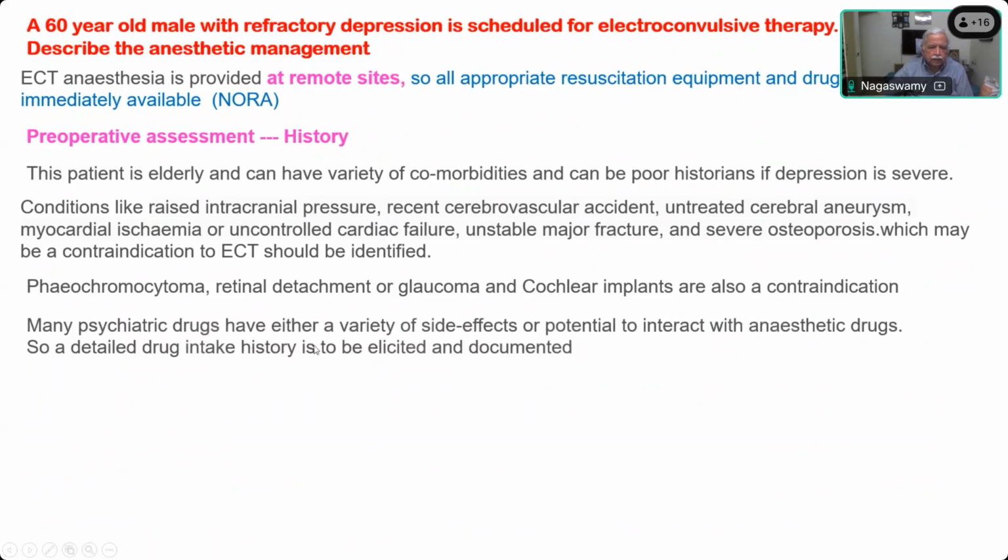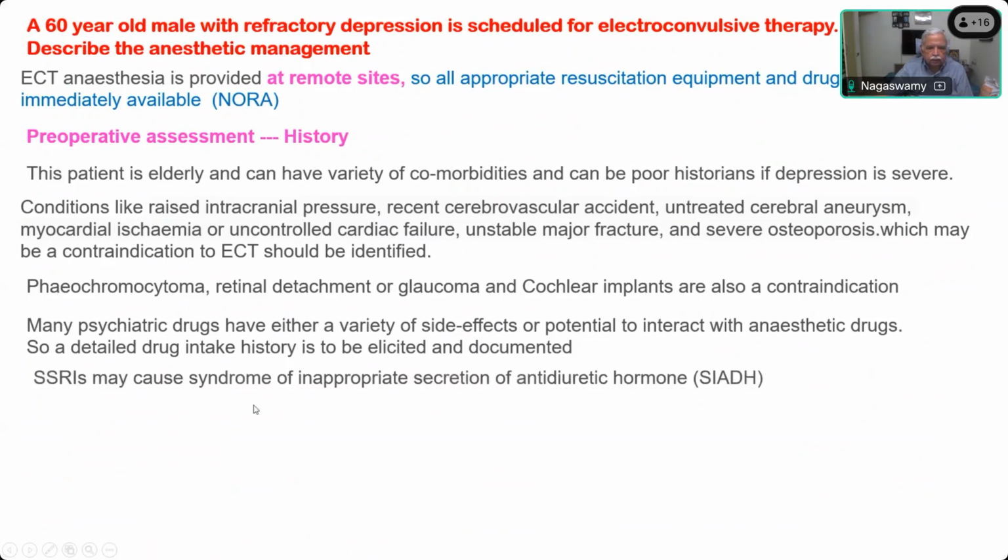And many psychiatric drugs have either a variety of side effects on their own, or they may interact with your anesthetic drug. So you must take a detailed drug history. So the first part of the history is about comorbidities. Second part of the history is evaluating for any contraindication diseases that may be present. Third part is the drug history, and you must elicit that and document it.